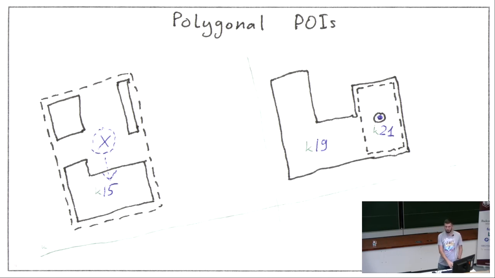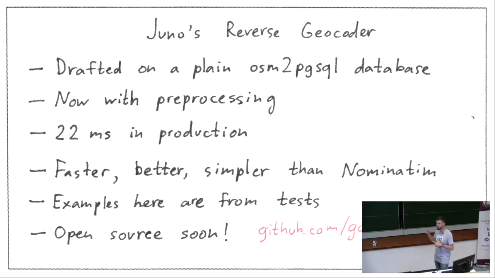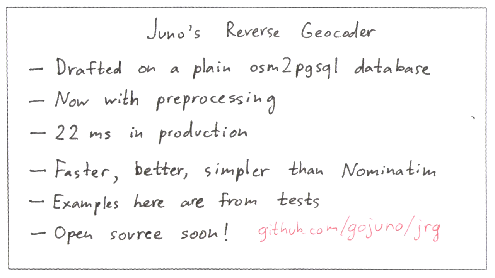And that's just a few examples from our hundreds of test cases. There are also different ways of addressing in OpenStreetMap, like address interpolation or place addresses instead of street addresses. But since we at Juno operate only in New York City, we decided that address points and buildings could be enough. This thing works in production, is deployed, and is quite fast, more than 50 requests per second on a single core.